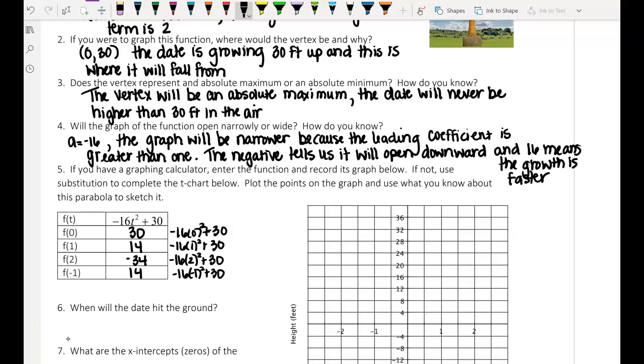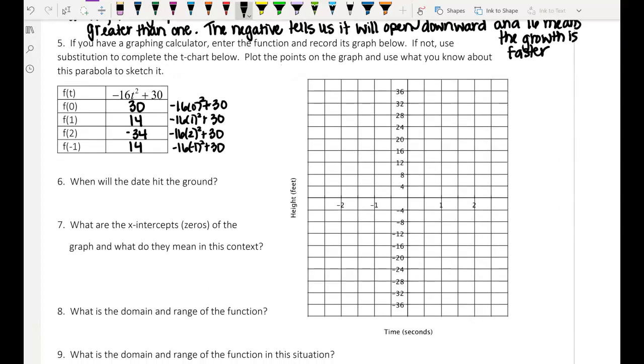Now, f of negative 1 is part of the function. It wouldn't be part of the context of the problem because the date couldn't start lower, grow up to 30 feet, and then drop down. But let's graph the values we have here.